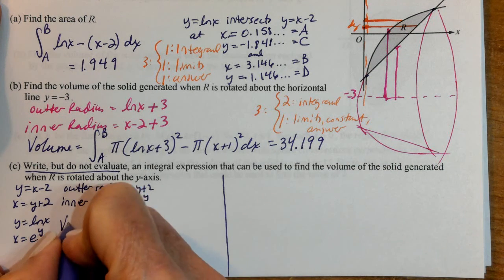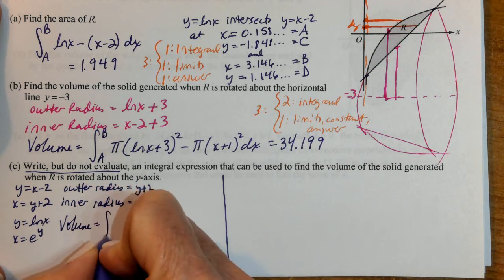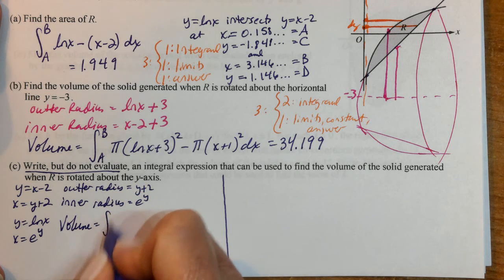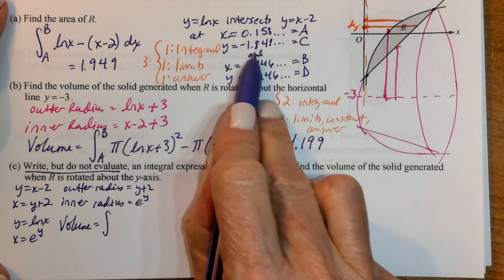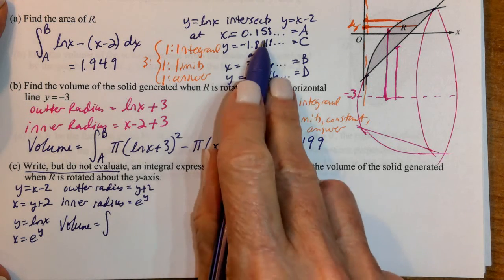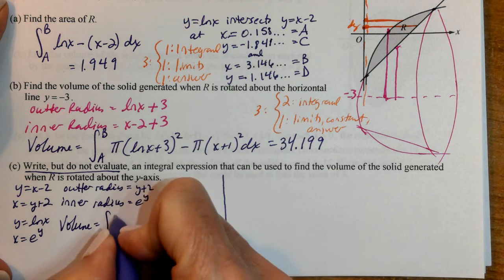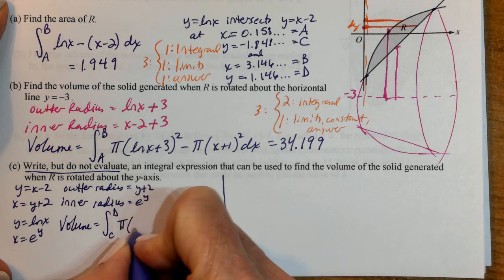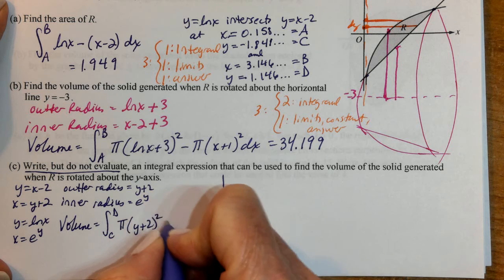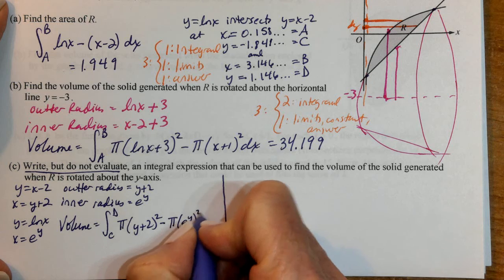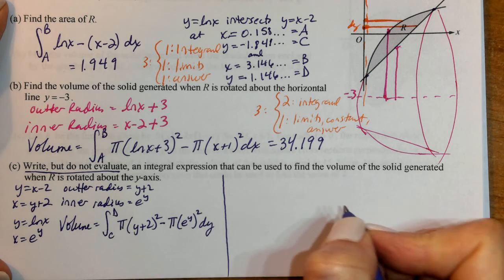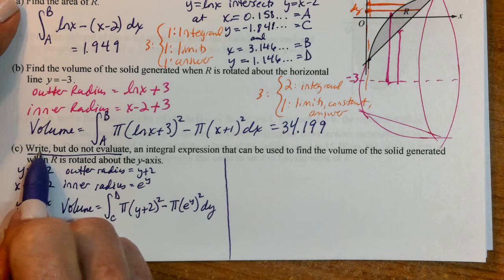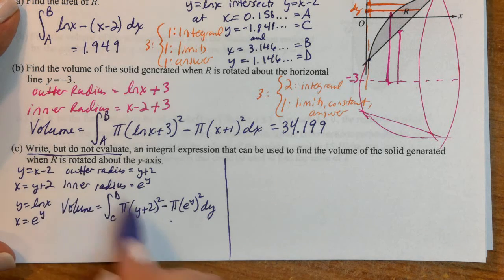So our volume will be the integral. Now we need y boundaries here. So this is where we can pull out our y's that we got up here. So we're going from C to D of pi times our outer radius squared minus pi times our inner radius squared, dy. We did not have to evaluate. I almost grabbed my calculator, but we didn't have to evaluate it. So that would be our answer for that one.